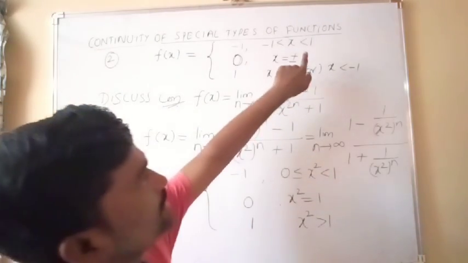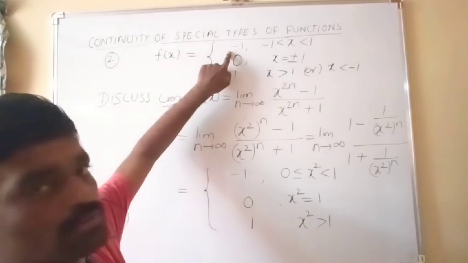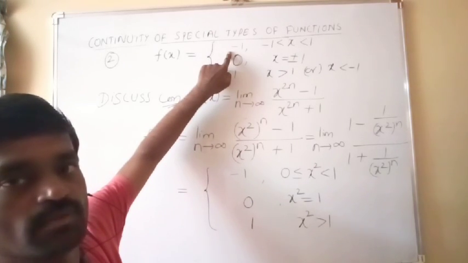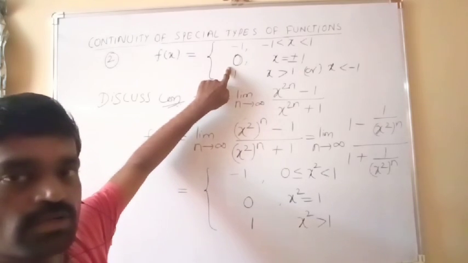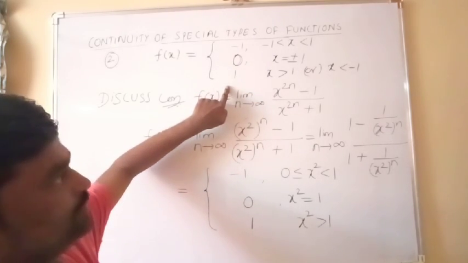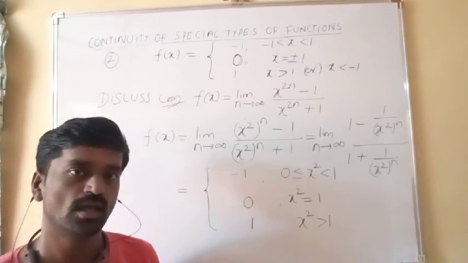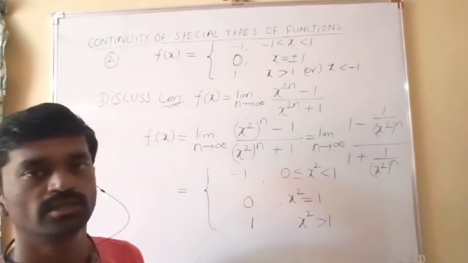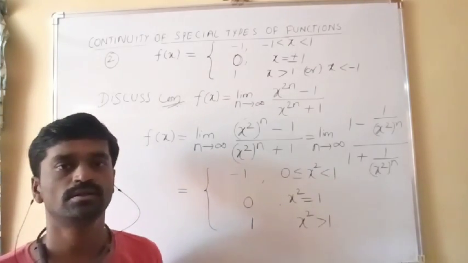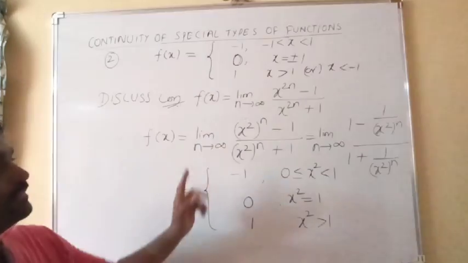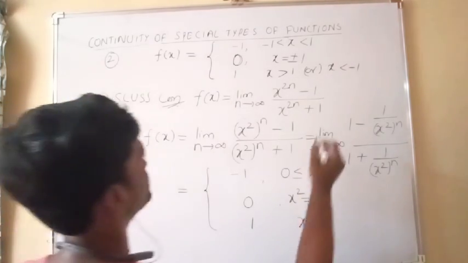To get the left hand limit at 1, we have to use this definition. So according to this definition, what is the left hand limit at 1? Minus 1. But what is the value of the function at 1? 0. What is the right hand limit of the function at 1? 1. So LHL is not equal to RHL and not equal to the value of the function. So f is not continuous at 1. Similarly, f is not continuous at minus 1 also. So this function is discontinuous at 1 and minus 1.